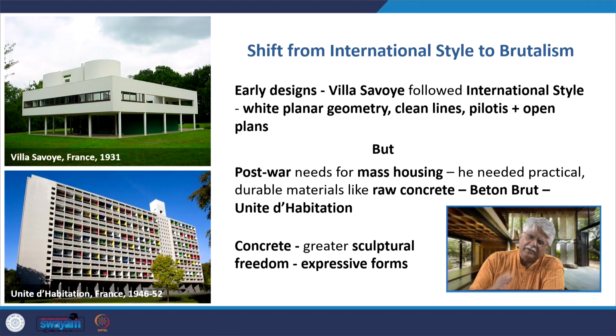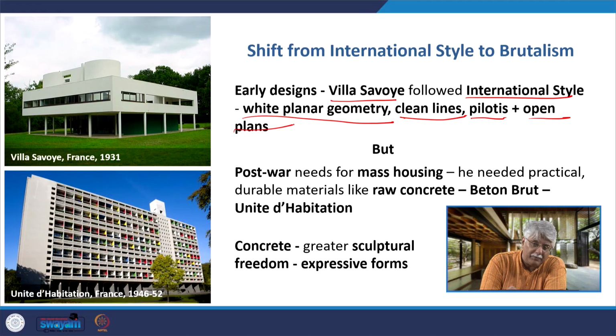A shift from international style to what came to be called brutalism. The earlier designs which he had, like Villa Savoye, followed the international style. There was white planar geometry, there were clean lines, there were the pilotis, and there were open plans. But there were post-war needs after 1945 to go for mass housing.